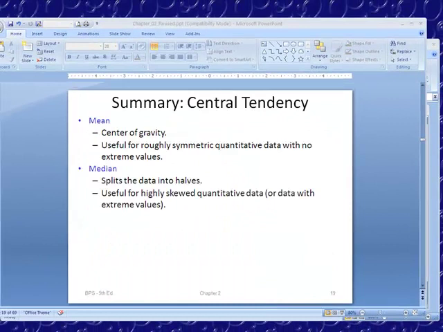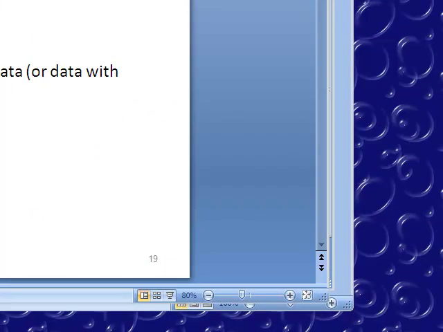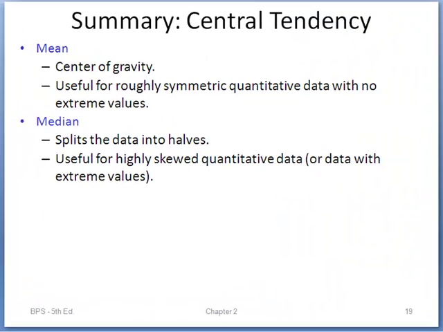So here's our summary. If we have roughly symmetric data, the mean is our best choice for the measure of central tendency. It's the center of gravity. However, if we have highly skewed data or data that has extreme values, our median is our better measurement for central tendency.